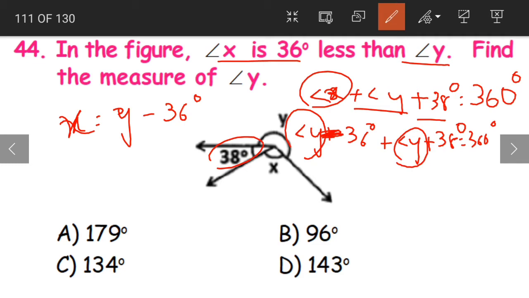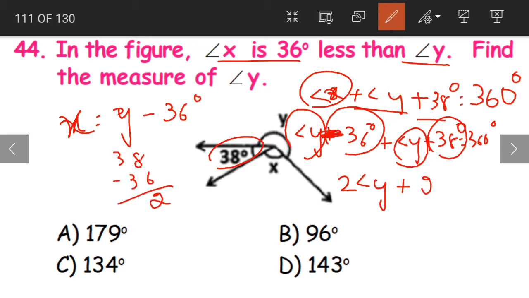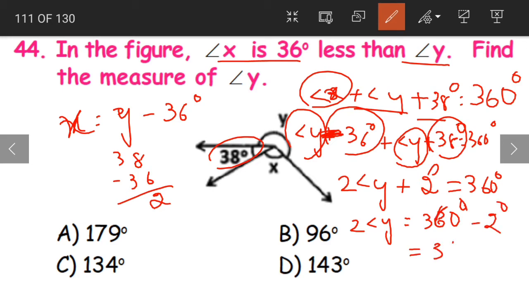We are having angle y plus angle y, 2 angle y, plus we are having 38 minus 36. 38 minus 36 is equal to 2. So plus 2 is equal to 360 degrees. Now we want only angle y. So we'll send 2 to the opposite side, that is minus 2 degrees. So 360 minus 2 degrees is equal to 358 degrees. 2 y's is equal to 358 degrees.